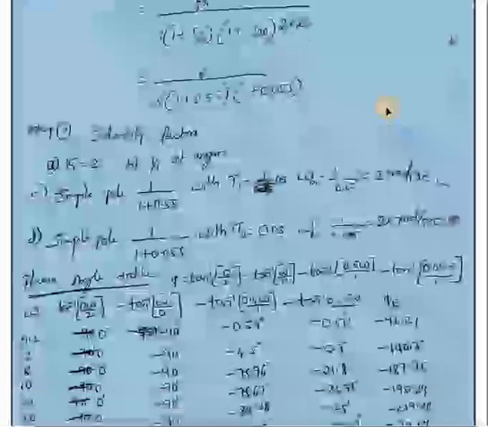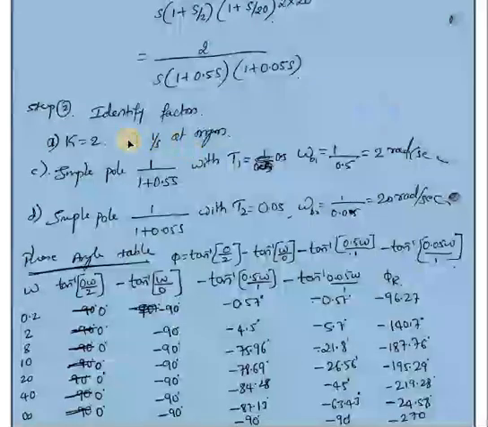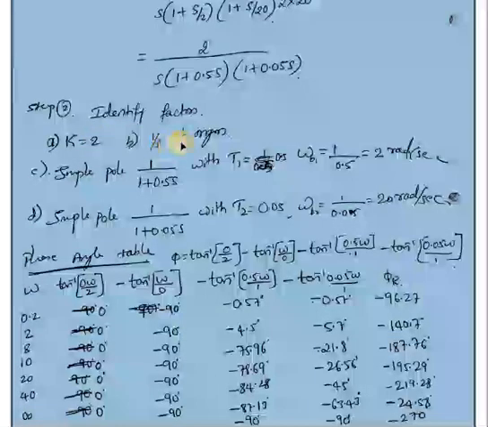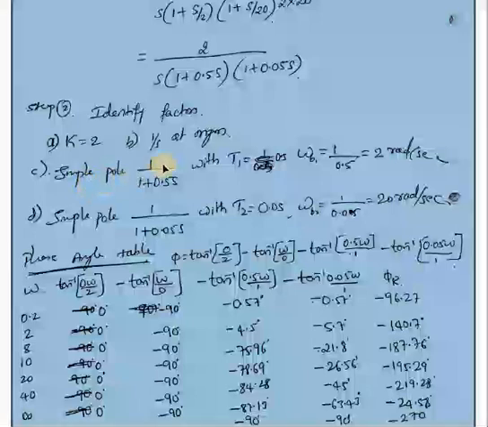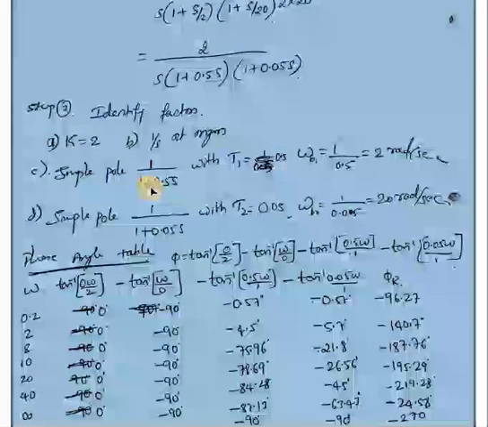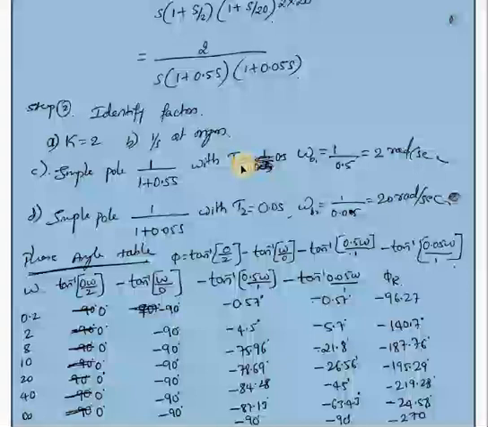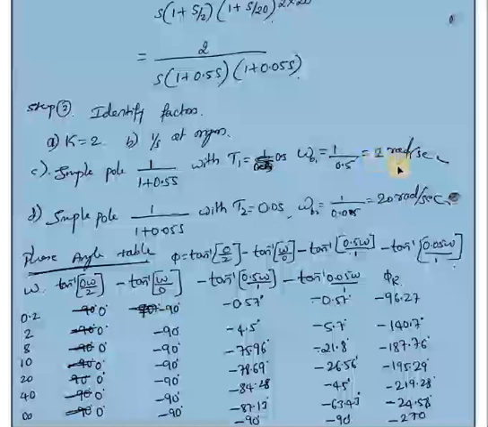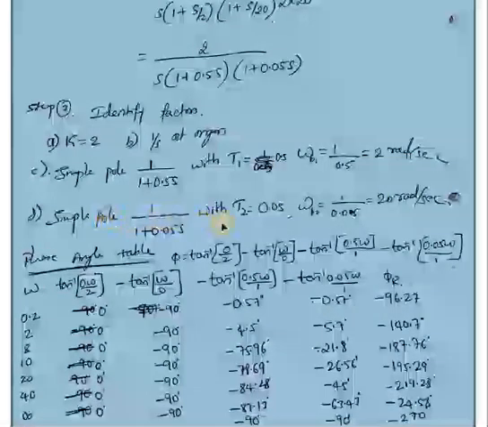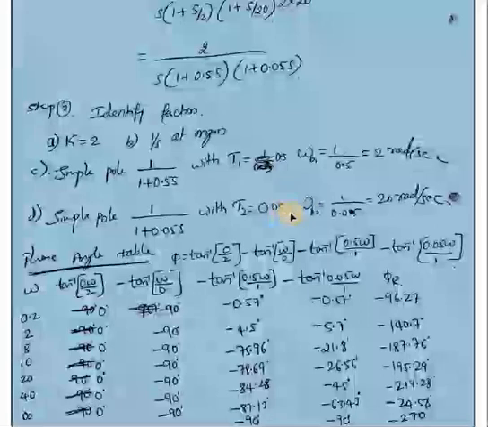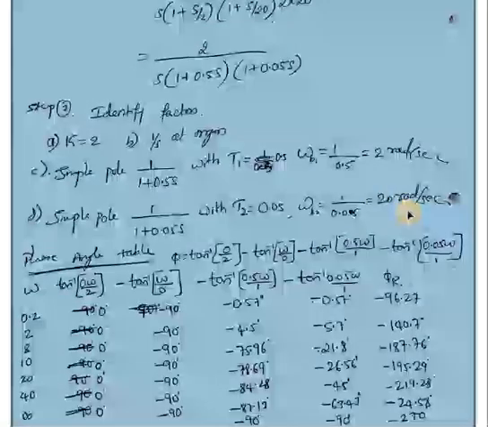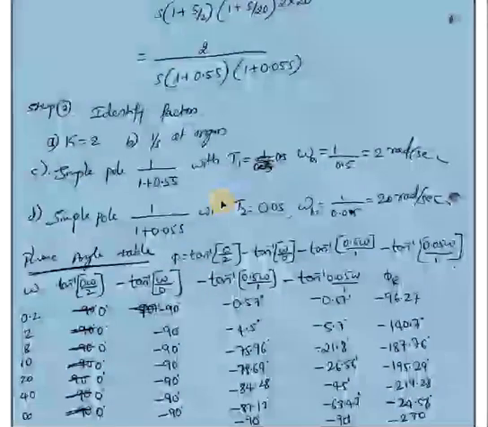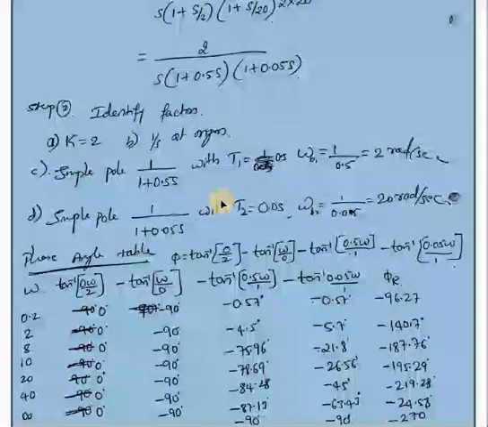After that, you need to identify the factors. So first, K value is 2 and one pole is at origin, 1 by S is at origin. Then the simple pole, that is 1 divided by 1 plus 0.5 S with T1 as 0.5. For that, the omega B1 will be 2 radian per second. Then one more pole is there with T2 as 0.05. For that, omega B2 will be 20 radian per second. And for this, the slope will be minus 20, and minus 20. You have to construct that table also to get the cumulative slope.